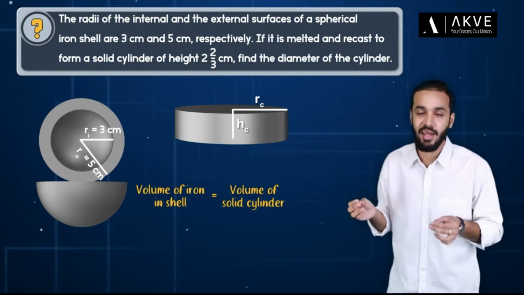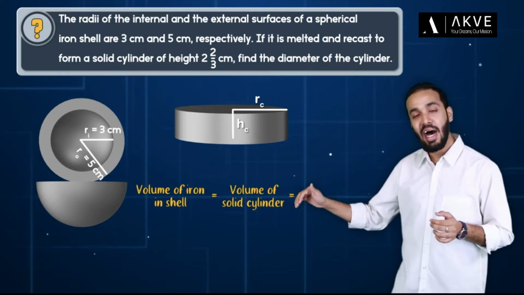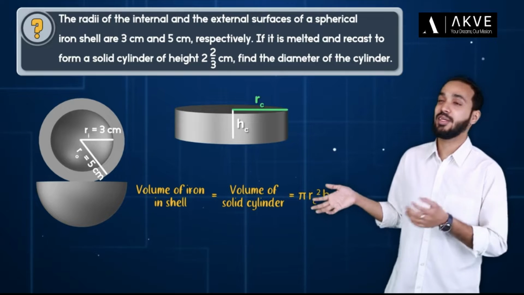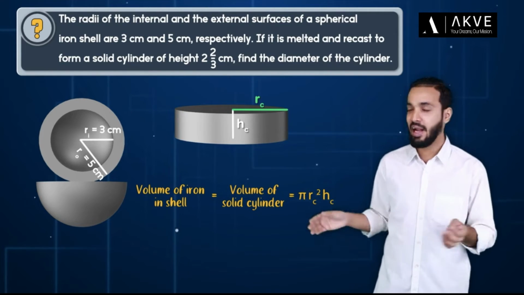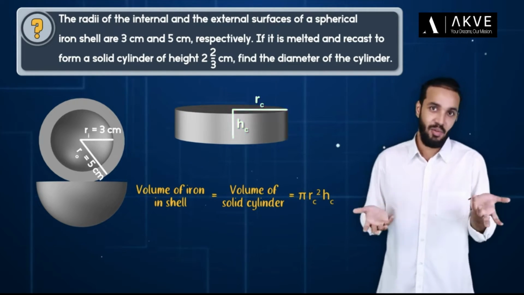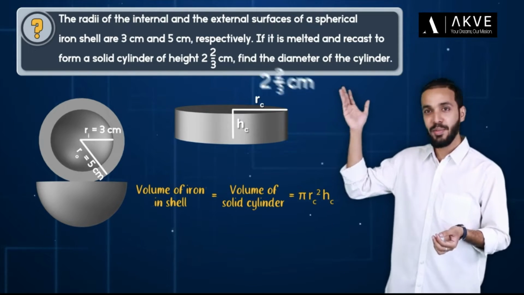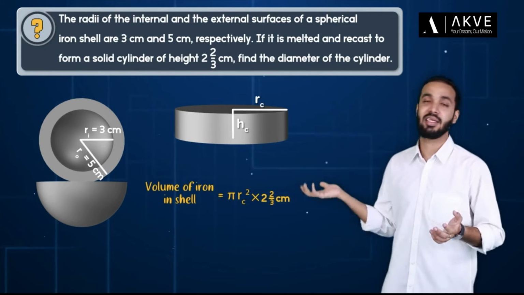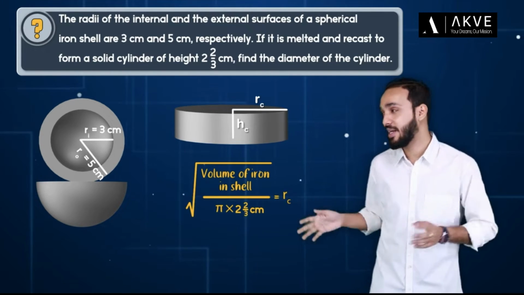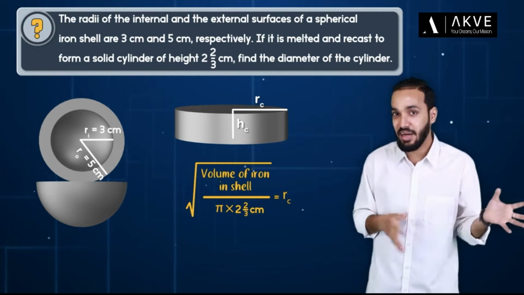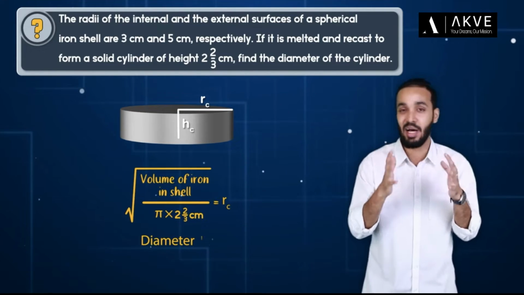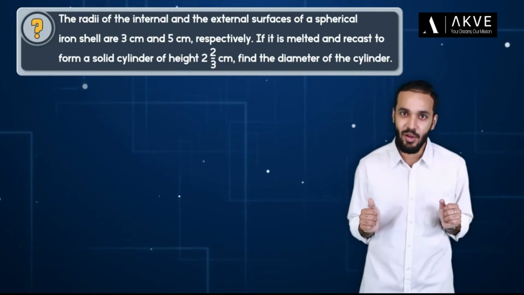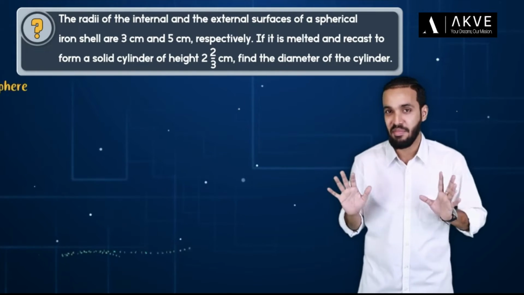Great. Now, once the required volume of iron is known, we can use it as the volume of the solid cylinder in the formula pi Rc squared into Hc. Here, Rc is of course the radius of the cylinder and Hc is the height. Now, Hc is already given as 2 by 3 centimeters. So, on substituting that and then making Rc the subject, we would get the radius of the cylinder. And once the radius of the cylinder is known, we can just double it to get the required diameter. Understood the approach? Great.